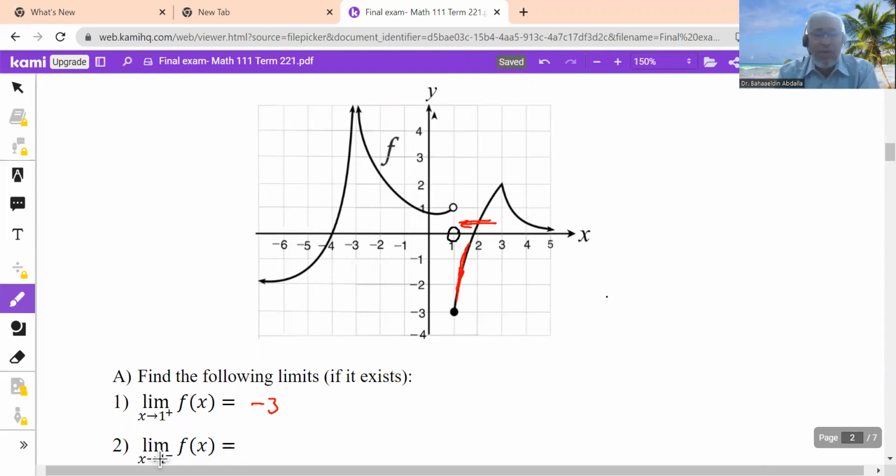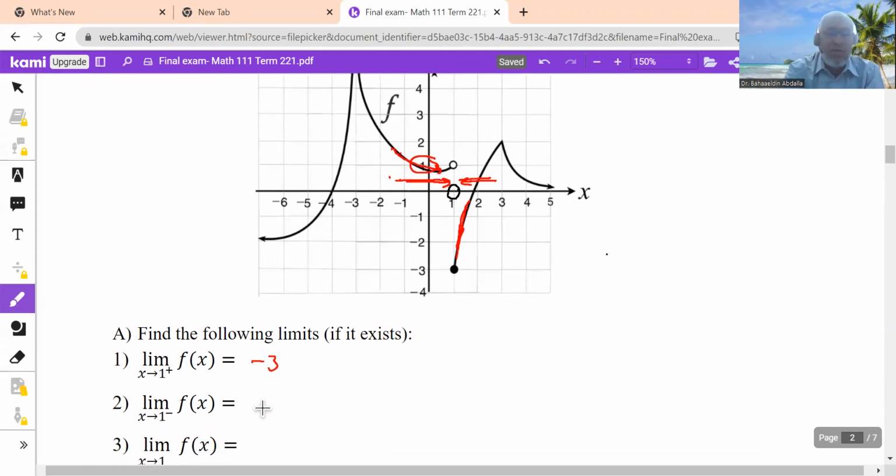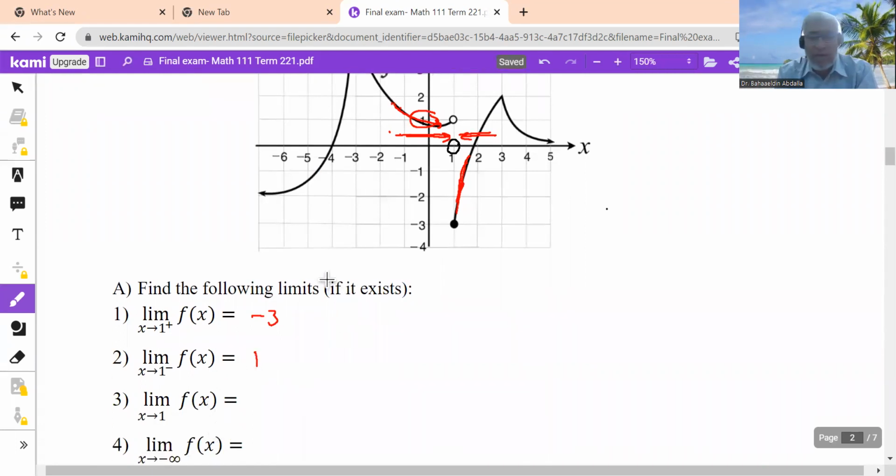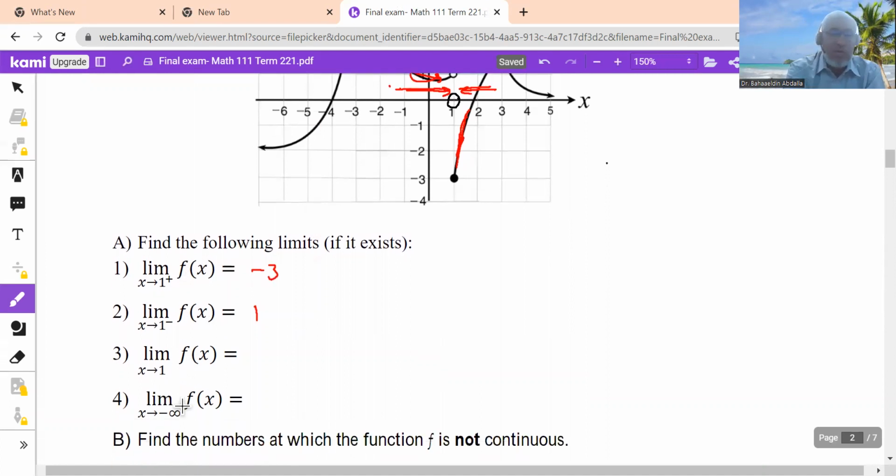What is the limit of f of x when x approaches 1 from the left? The minus sign means you approach 1 from the left. So when you approach 1 from the left, where is the curve? The curve is here. And when you approach 1 from the left, the curve comes like this, and it approaches this number, which is 1. So the limit of f of x when x approaches 1 from the left is 1. The limit from the right is not equal to the limit from the left. So the limit of f of x when x approaches 1 does not exist.